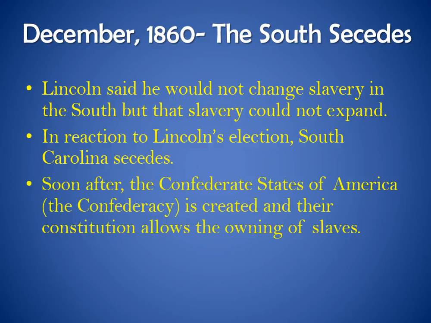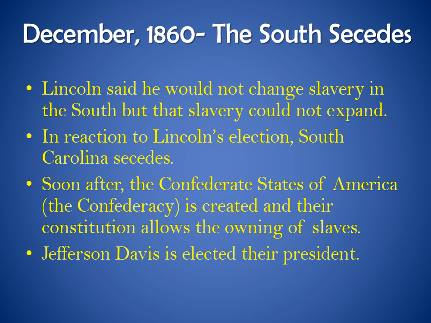Soon after that, the Confederate States of America, the Confederacy, also known as the CSA, is created, and their constitution allows the owning of slaves. So now we have, according to the South, two countries, the United States of America and the Confederate States of America. But it's important to remember that according to the North, there weren't two countries, there was just the United States of America and the rebels. A man by the name of Jefferson Davis is elected the president of the Confederate States of America.